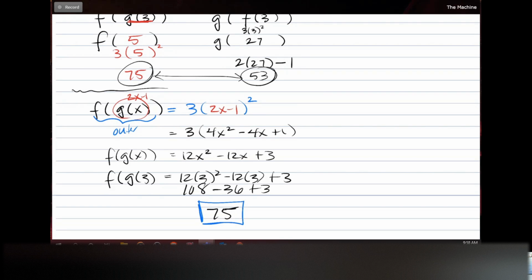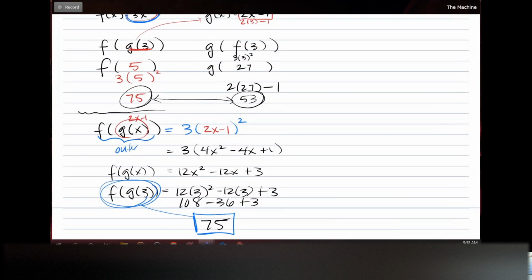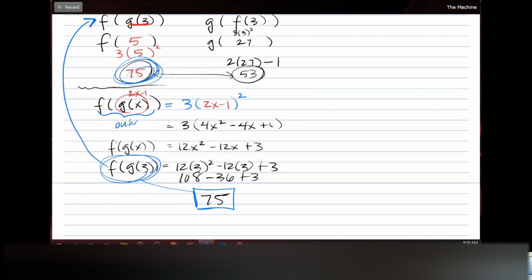Didn't I do f of g of 3? Yes? Yeah. Come on, marker. Right here. Didn't I do that right here? How did I do it previously? I found an output of 5 and then linked them together. But look, this equation right here, when you do them abstractly without a number, you gets a single equation that does it all in one step. I don't have to link it and find the 5 and then use the 5 and the f to find the 75.